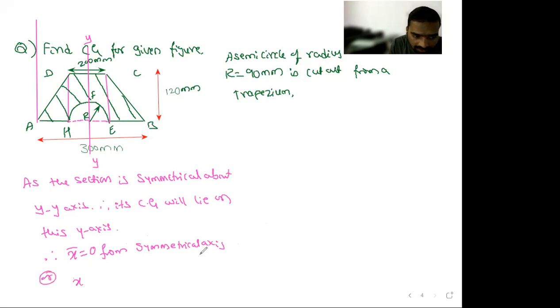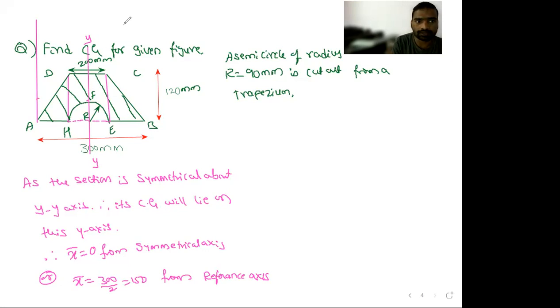Or x bar is equal to 300 divided by 2, that is equal to 150 from the reference axis. Both answers are correct, but when you locate from the figure diagram, that will be correct. You can locate from here also, that is 150, otherwise if you take the symmetrical axis it will be 0. Understood, everyone?